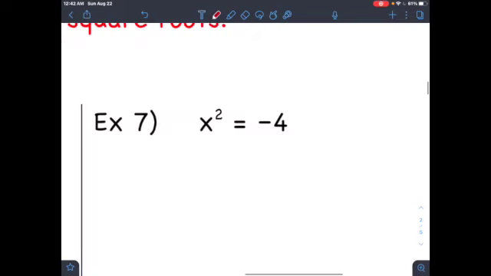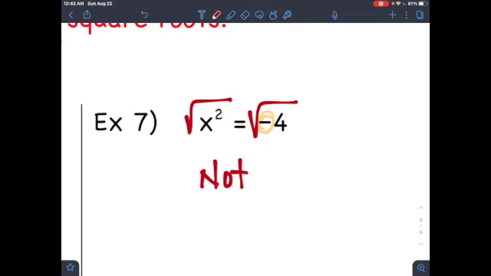Example number 7, if we take the square root of both sides, because that's how you cancel it, x is not possible because it has a negative sign underneath the square root. Therefore, this is not possible.